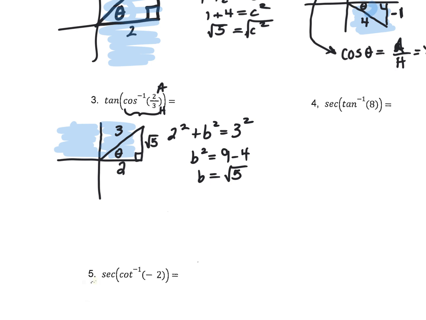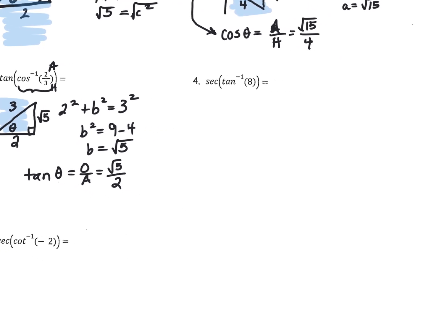Now from there, can we find the tangent of theta? Remember, this is opposite over adjacent. So opposite of theta would be what? And adjacent would be? Boom. You got it. Now, I want you to look at number 4.